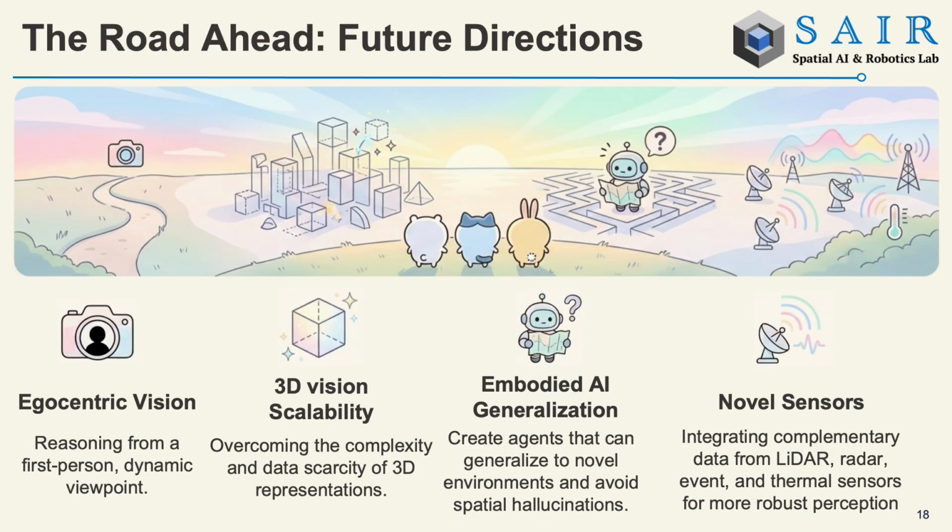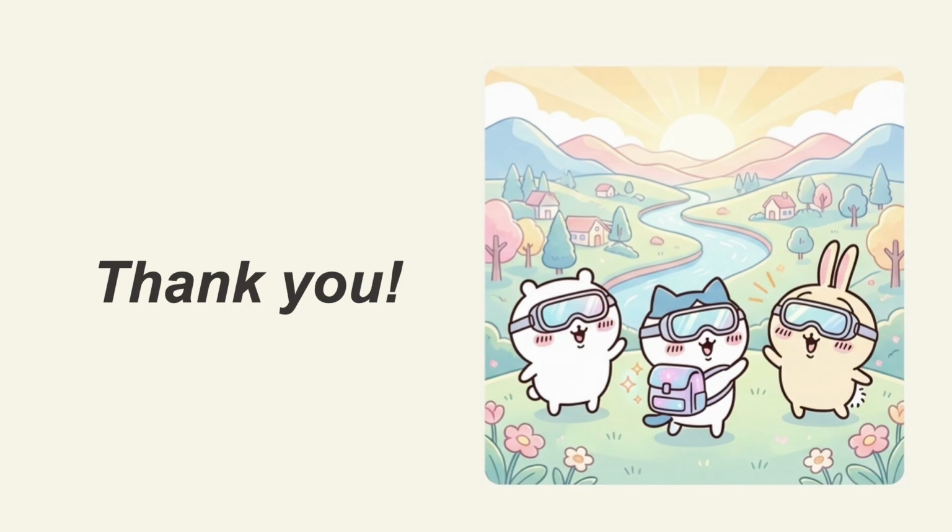Looking ahead, this work could extend to dynamic egocentric vision, scalable 3D representations, embodied agents that generalize to new environments, and fusion with LiDAR, radar, event cameras, and other sensors. In summary, VLM² helps vision language models not only see space, but remember it over time.